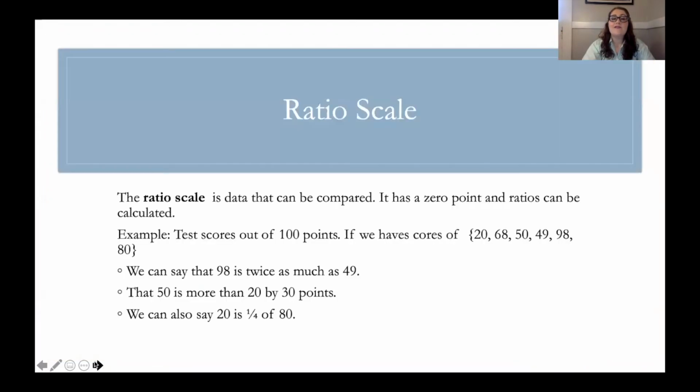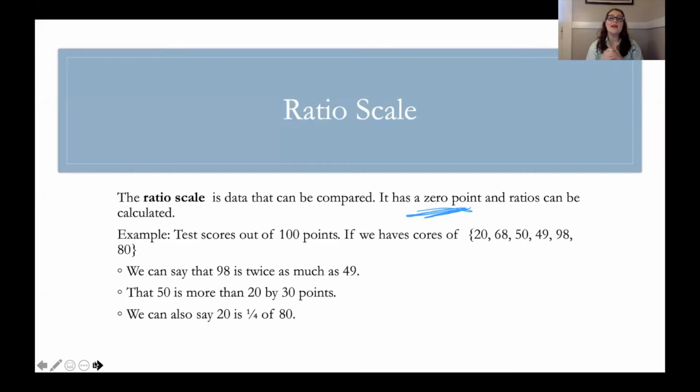Then we have, last but not least, the ratio scale. The ratio scale is data that can be compared because it has a 0 point. It has a point where it starts, whereas temperature and time did not. Ratios can be calculated, which is exciting.